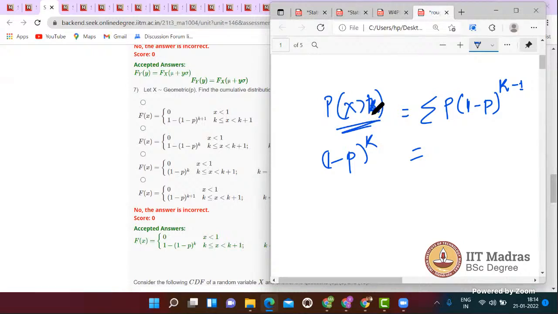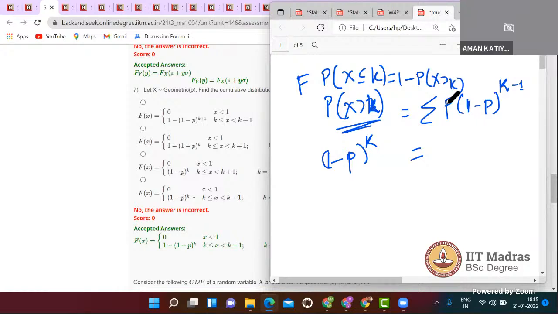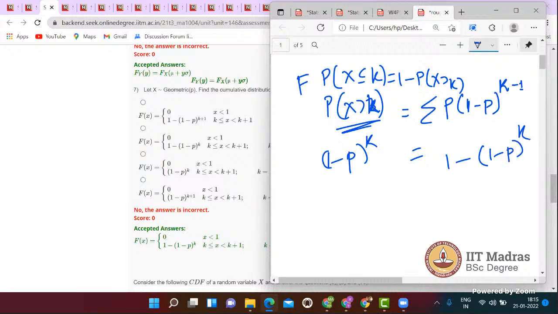And if you have to calculate the CDF, how do we generally calculate it? For the CDF, we write x less than or equal to k. So that will be equal to one minus the probability of x greater than k, so that is how we write one minus p to the power k. So you just have to do the summation and you'll get this one. And this has been taught two or three times in the lecture also.